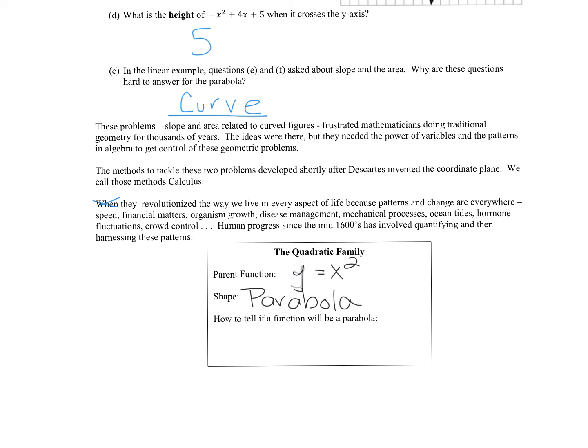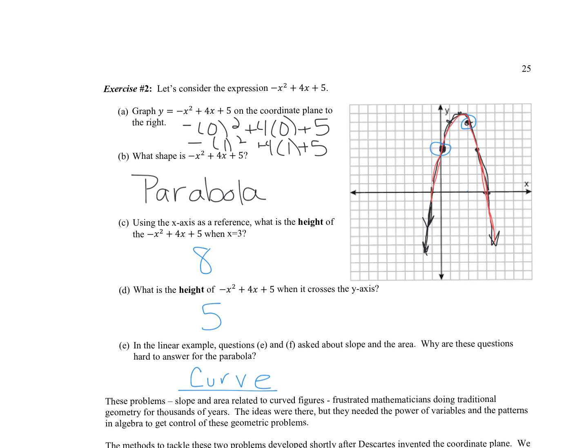How to tell if a function will be a parabola? Basically, x squared, or 2, is the highest power. So in our example, we had an x and we had a constant as well, if we just look up at the top of the page. But if we look for the highest power, the highest power is x squared. In this case, it's -1 x squared.